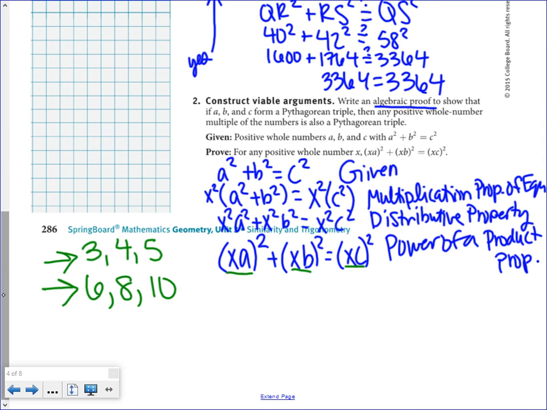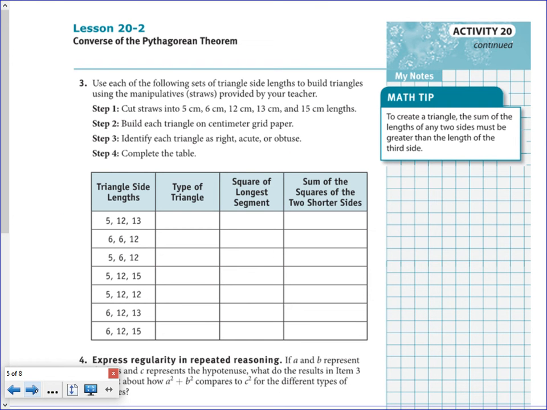So let's look at number 3. Using each of the following sets of triangle side lengths, we are going to build triangles using manipulatives. I'm not going to use straws. I'm going to use a piece of paper that I have cut into 5, 6, 12, 13, and 15 centimeter lengths. And I'm going to build the triangles, identify them as right, acute, or obtuse, and complete the table. So, what I would recommend, if you are not going to use the straws at home, which is fine, start by filling in these 2 columns. Pause the video, get those numbers, and then we are going to work through the types of triangles that we have.